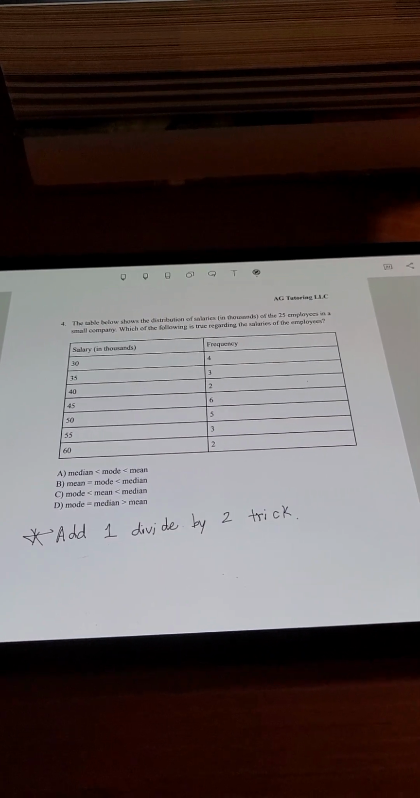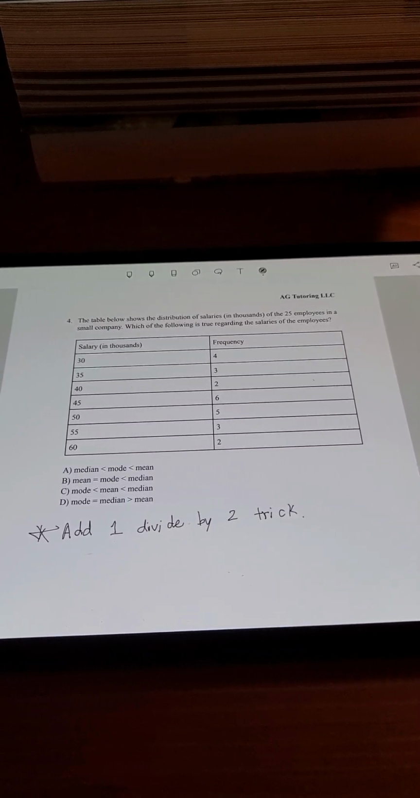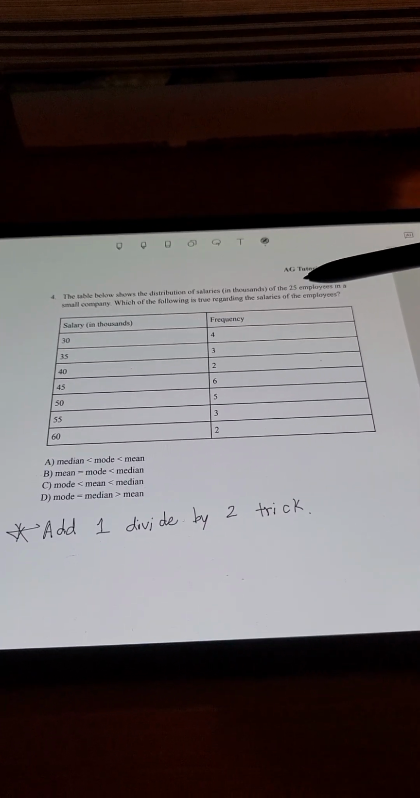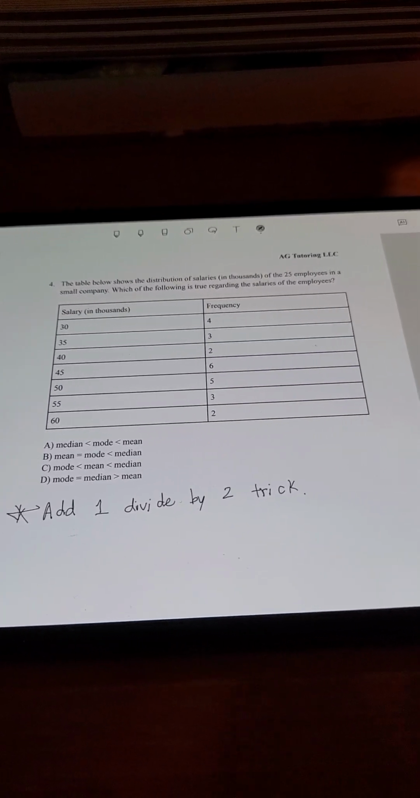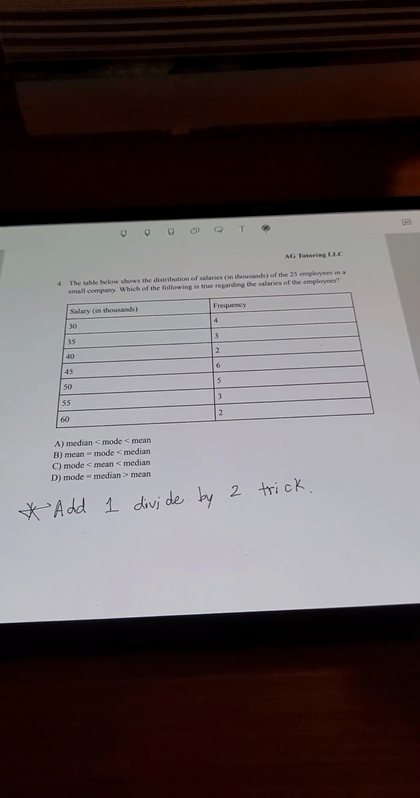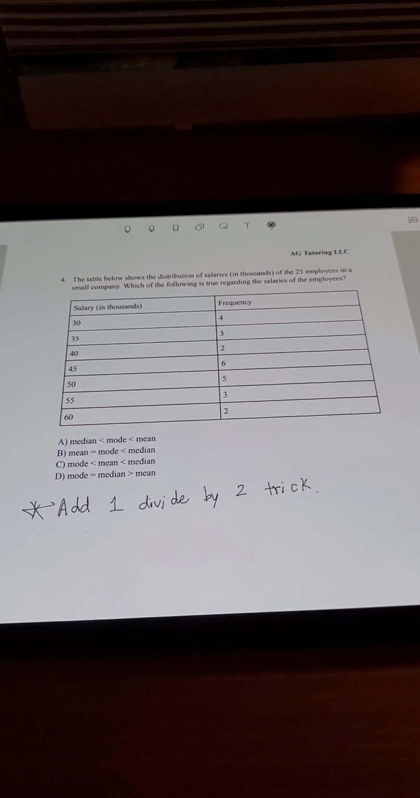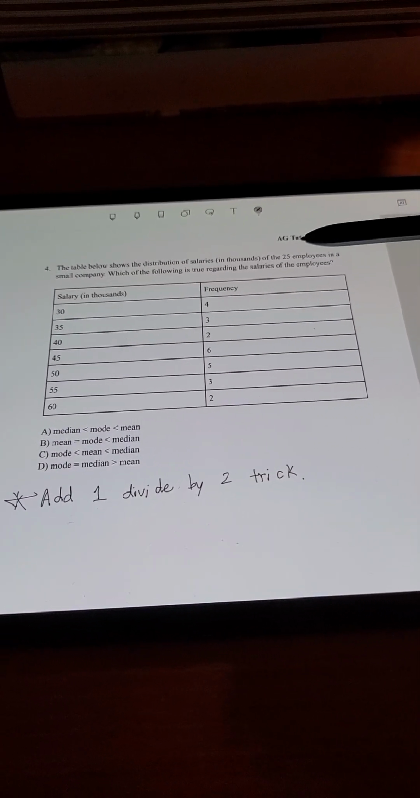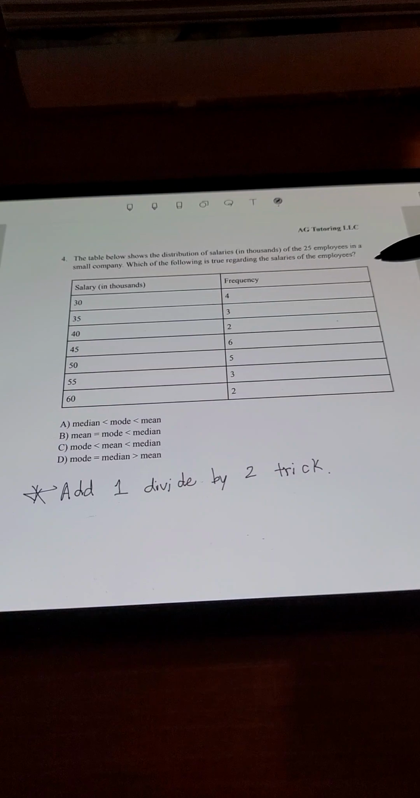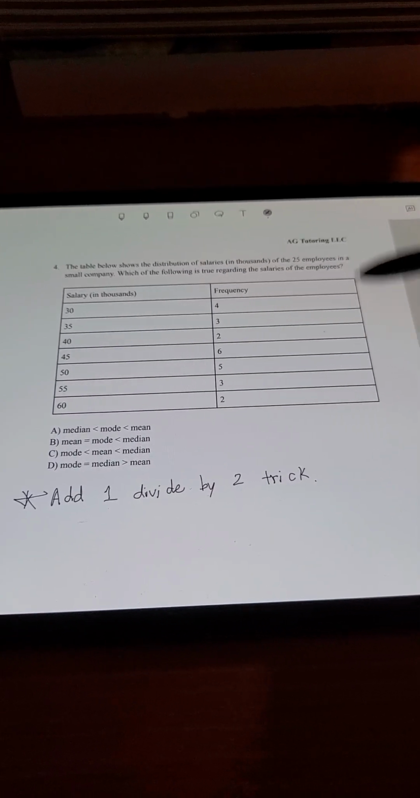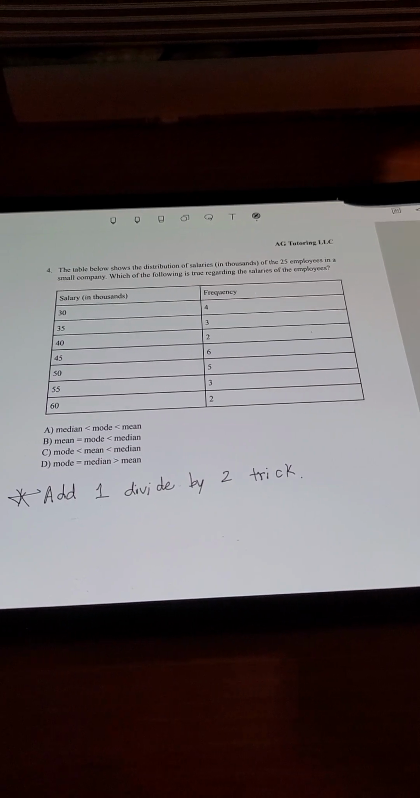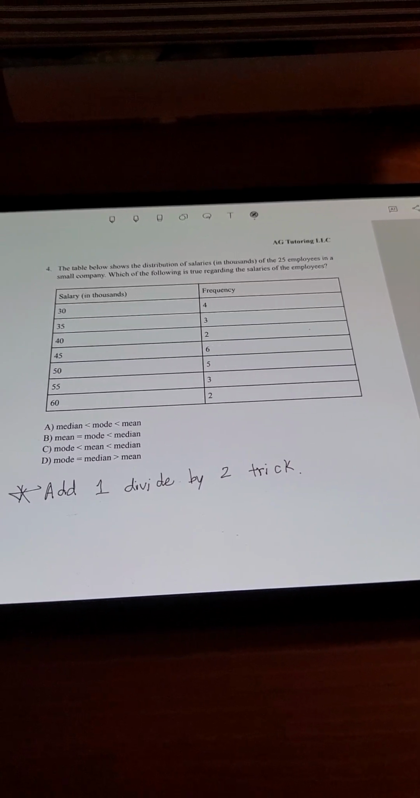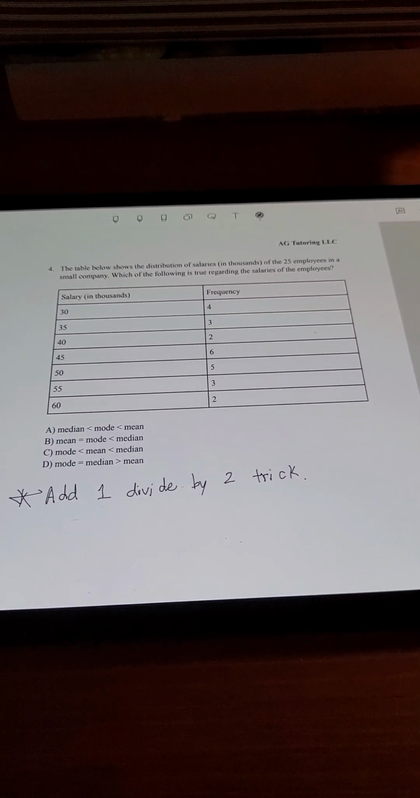And I wrote a little note that says add 1, divide by 2 trick. That applies when we have an odd number list. Here we have an odd number of employees, so we have an odd number of data points in our list, because that would be 25. If you want to find the median very quickly without having to list stuff in order from least to greatest in a whole big list, you could just say, I'm going to take 25, add 1 to it. That would be 26, divide by 2, and that gives me 13. So that's the rank that I'm looking for. If I line up all 25 data points, I'm looking for the 13th number in that list as my median.